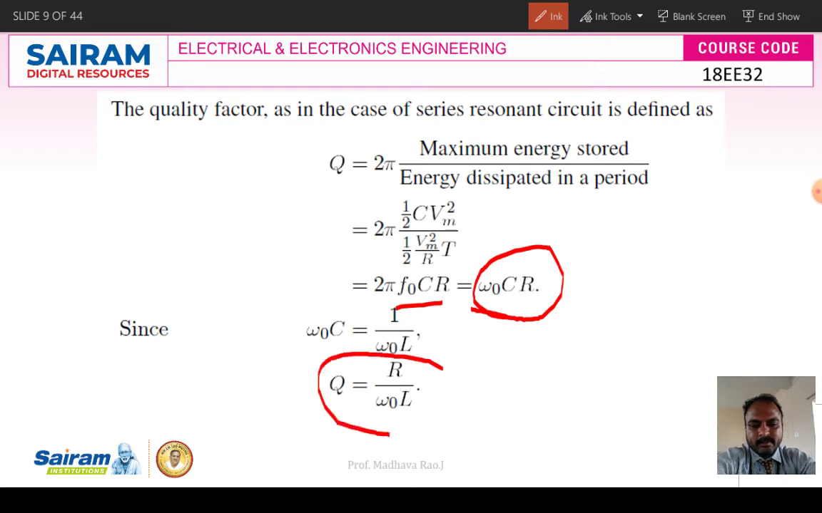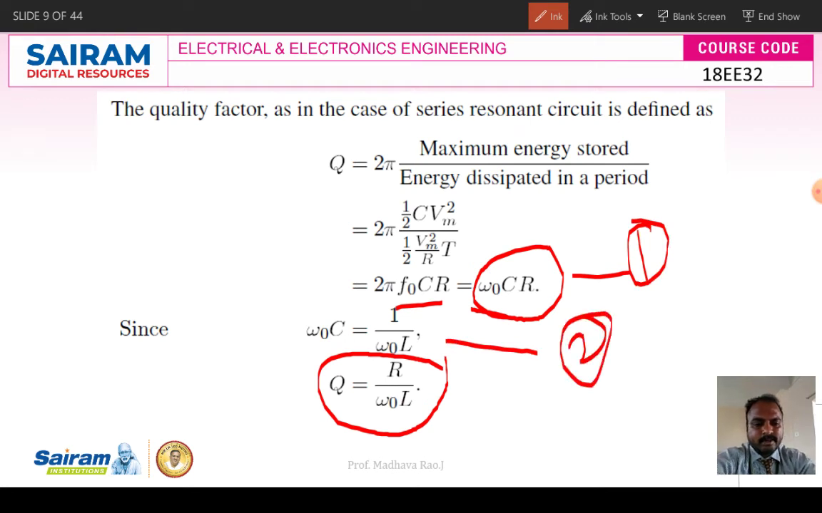We have one more relation for the quality factor: omega naught C is equal to 1 by omega naught L. By using this equation and the previous equation, equating these two equations 1 and 2 and simplifying, we can also write the quality factor as R by omega naught L. So you will get Q is equal to R by omega naught L. This is about the quality factor.